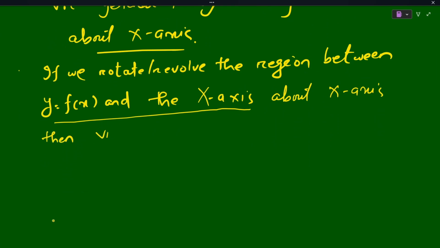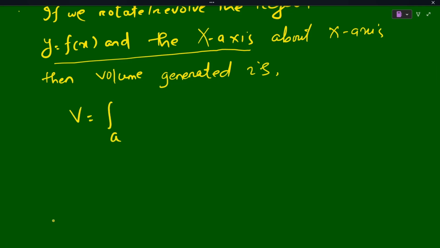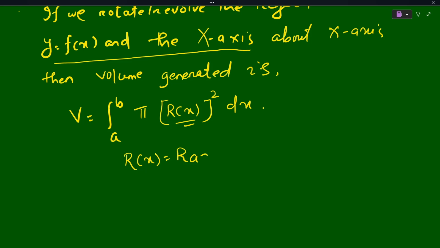Then the volume. After rotating, it will be a solid, so we can also write it as the volume of solid, which is V equal to the integral from a to b of pi times R of x whole squared dx. So what is the R of x here? Here R of x is the radius function.